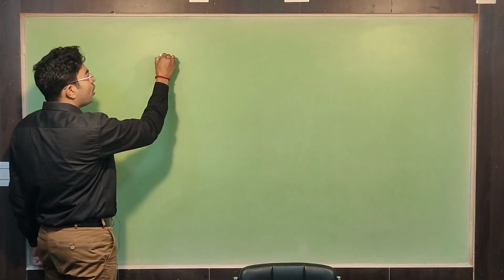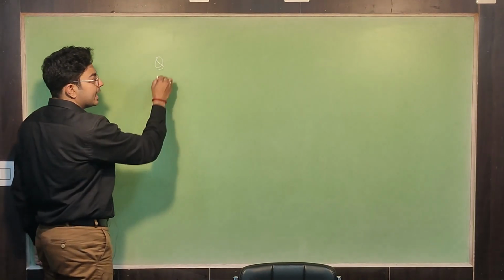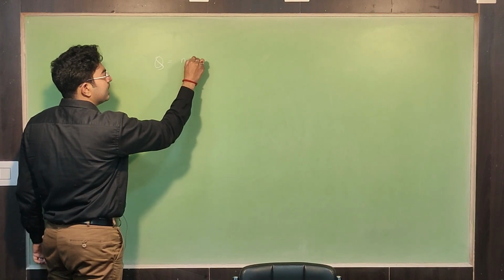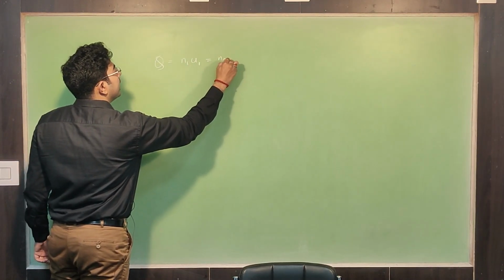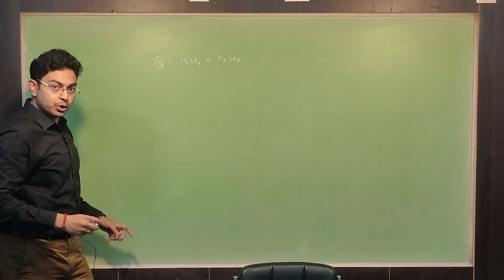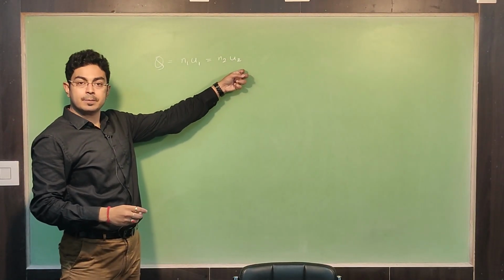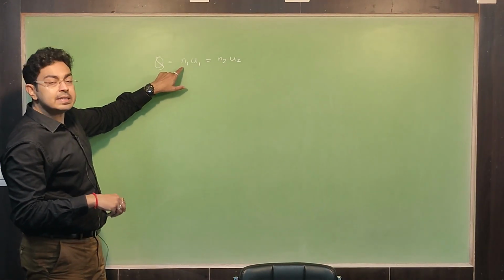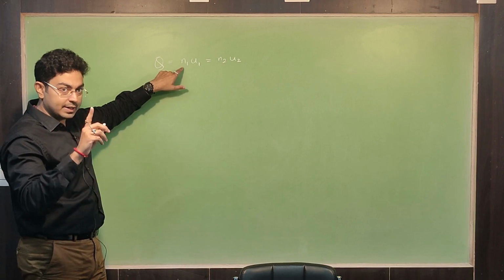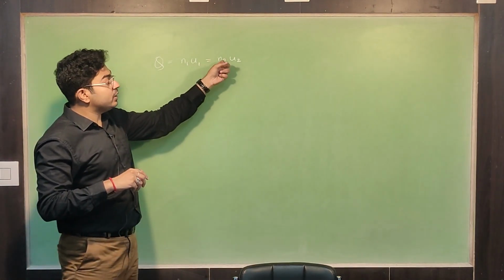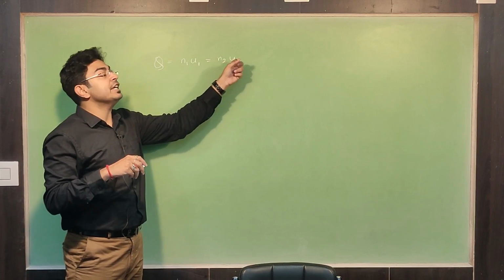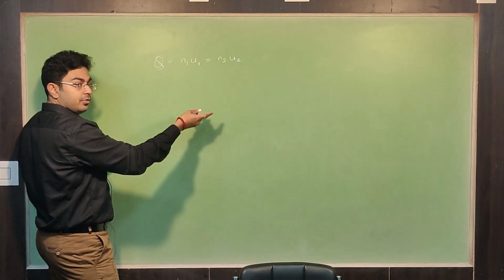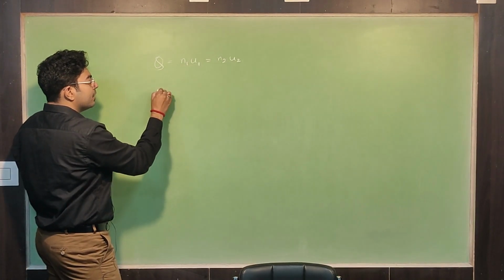Just see, we all know a given quantity can be written as N1 U1 is equal to N2 U2, right? We know this. A given quantity can be written like this. So please be very clear, N1 is the numerical value of the quantity in unit 1 and N2 is the numerical value of that same quantity in unit 2. So while you have to convert, you have to use this method. You have to write it like this.